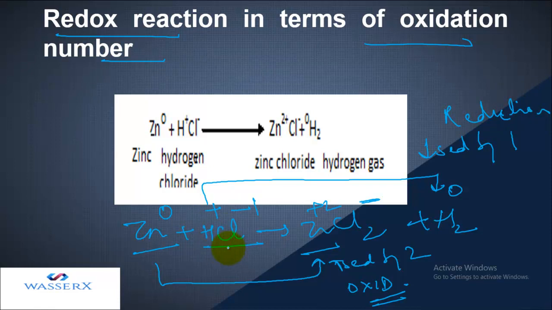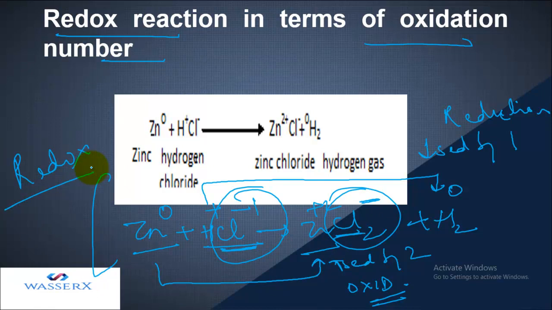Let's move on to chlorine. For chlorine, it is not changing. That means it is not getting reduced or oxidized. So this is what oxidation and reduction are, and this reaction is called redox because in it reduction and oxidation both are occurring simultaneously.